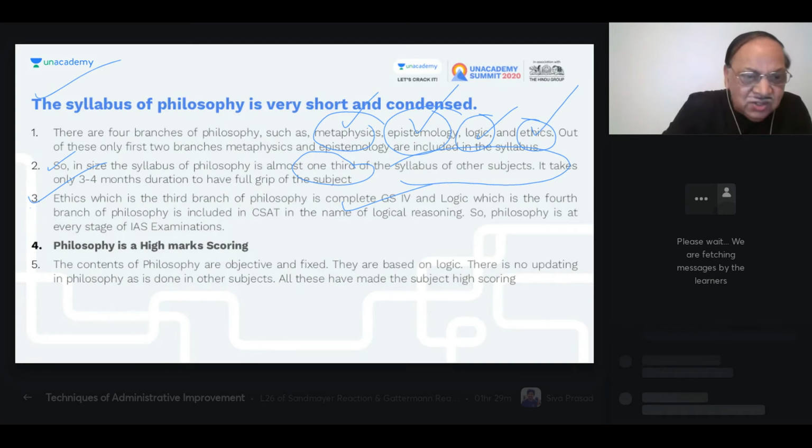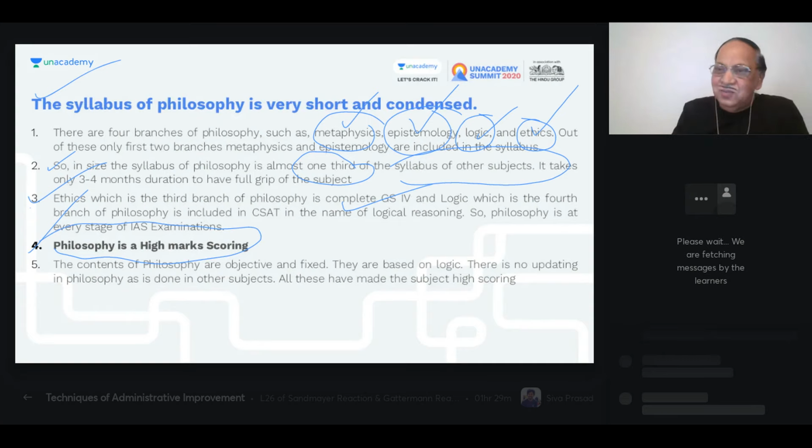So you must think very seriously about offering this subject, philosophy. Now the next one is that philosophy is high marks fetching. That's the most important criterion to select an optional subject, as all of you know. And you will be happy to know that philosophy is a very, very high marks fetching subject. Reasons? The reasons are here. Number one, the contents of philosophy are fixed.